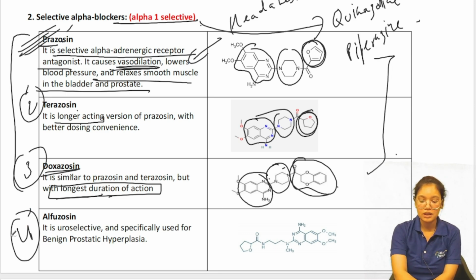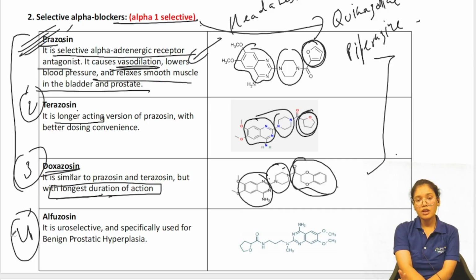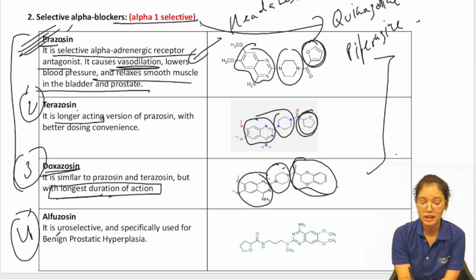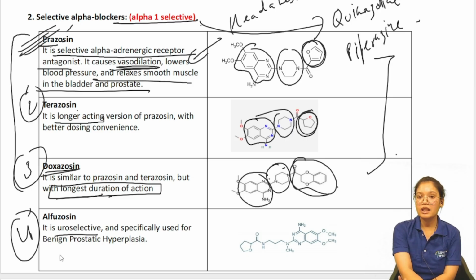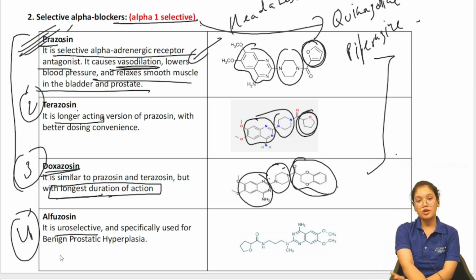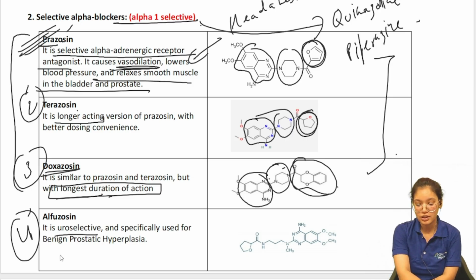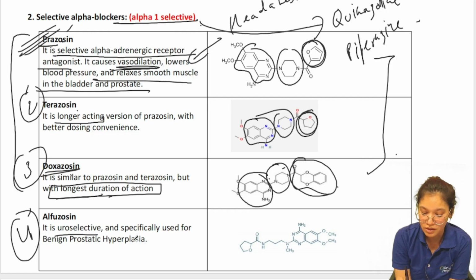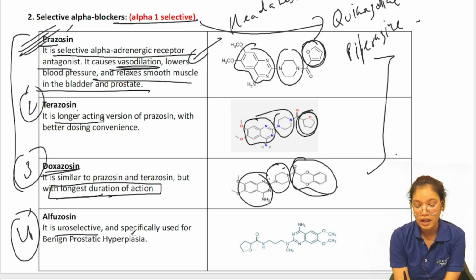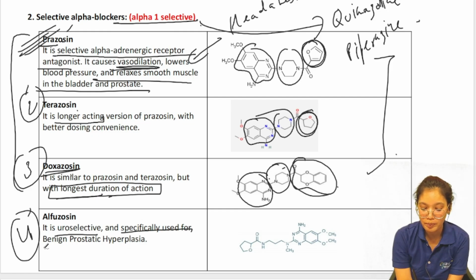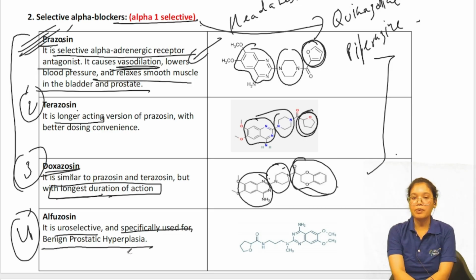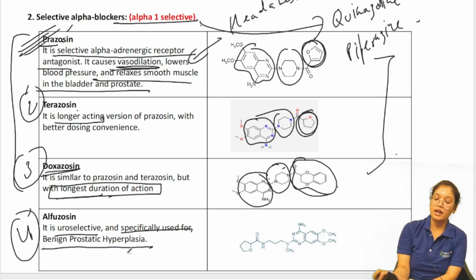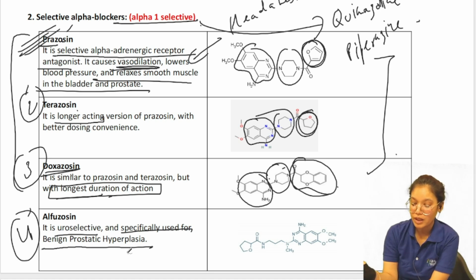Now fourth is alfuzosin. This alfuzosin is basically uroselective. Uroselective means they will basically act on the smooth muscles of the urinary system. So they specifically act there, and it is used in benign prostatic hyperplasia. Now what is this benign prostatic hyperplasia?